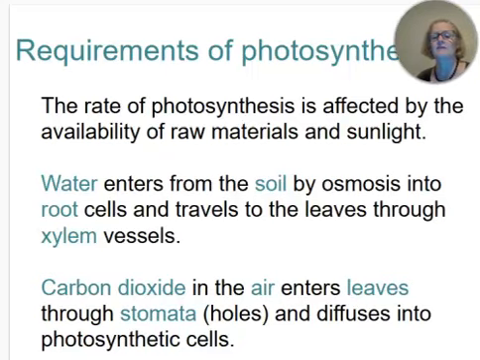And carbon dioxide starts off in the air and it enters the leaves through the stoma, which are holes in the lower side of the leaf, and diffuses into the photosynthetic cells down a concentration gradient, because it's just diffusion.